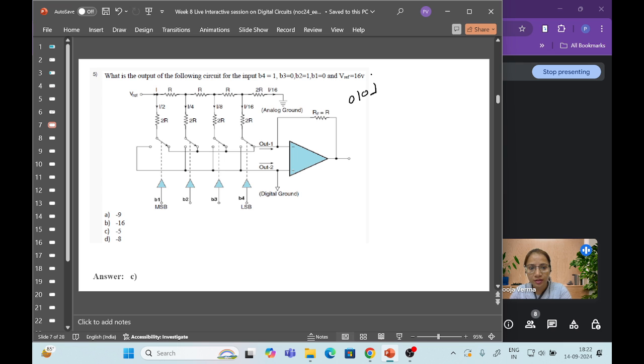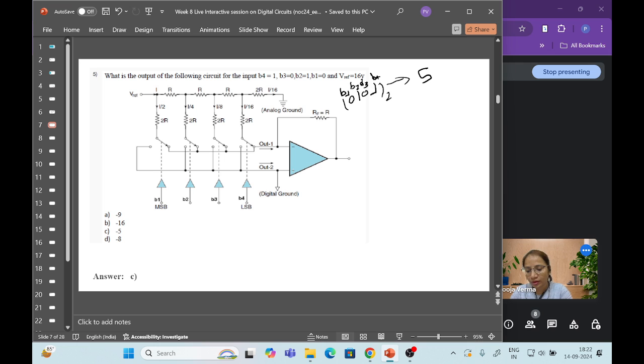Here it is B4, it is B3, B2, and it is B1. Okay. So B1 is 0, B2 is 1, B3 is 0, and B4 is 1. Right? Okay. So what will be the decimal equivalent of this? That is 5.